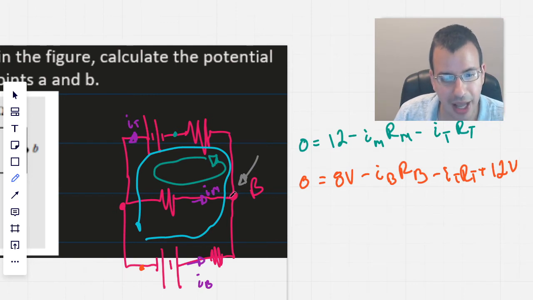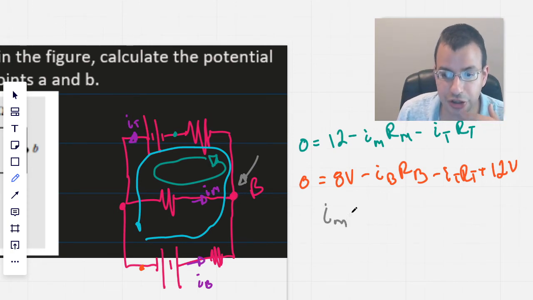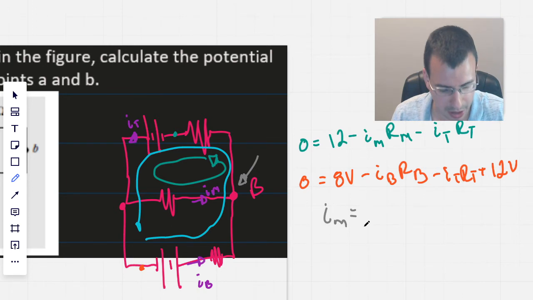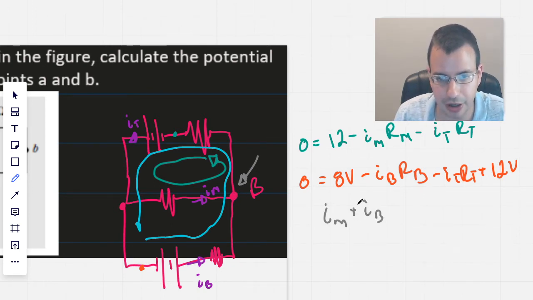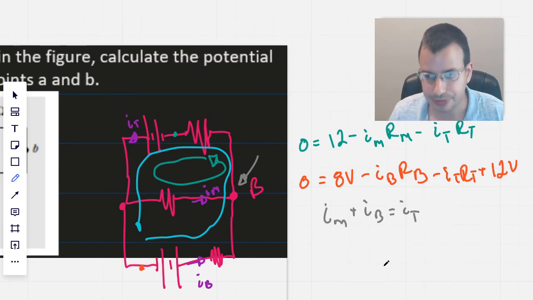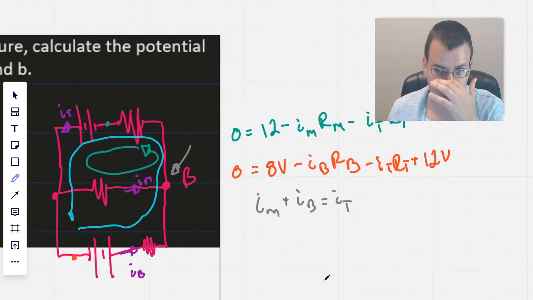Okay, and then we have another equation right here, which is Im coming in here. Kirchhoff's current law says all the current going in will equal all the current coming out. So in this case, we have I middle plus I bottom coming into this point right there, and that will equal I top going out. Okay, so here's our 3 equations, 3 unknowns.